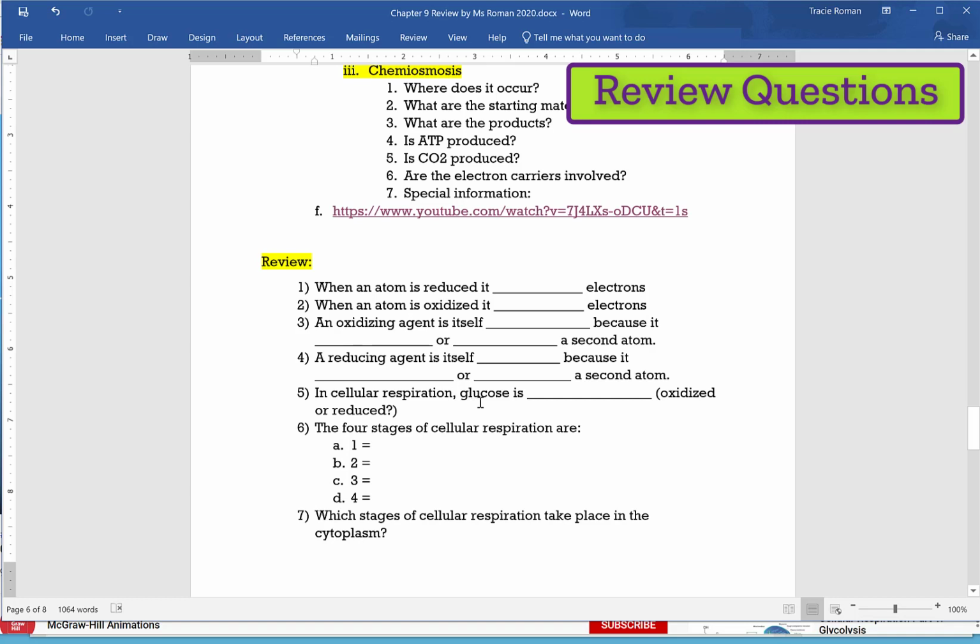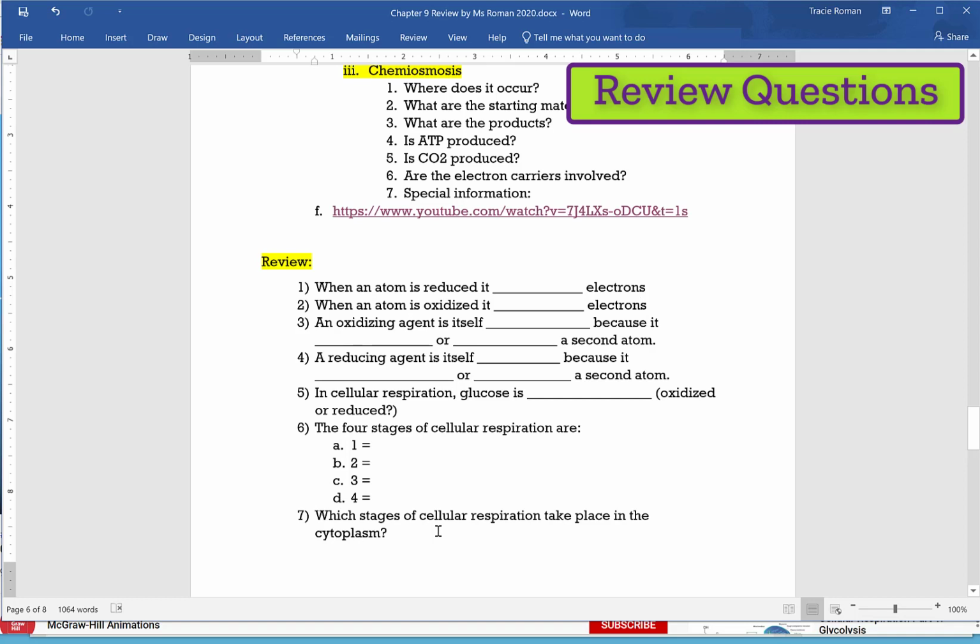In cellular respiration, is glucose oxidized or reduced? Glucose is oxidized during cellular respiration. A way to remember that also is glucose is broken apart to get the electrons out, which is oxidation. The four stages of cellular respiration are: the first stage is glycolysis, second is the prep step, third is the citric acid cycle, fourth is oxidative phosphorylation.